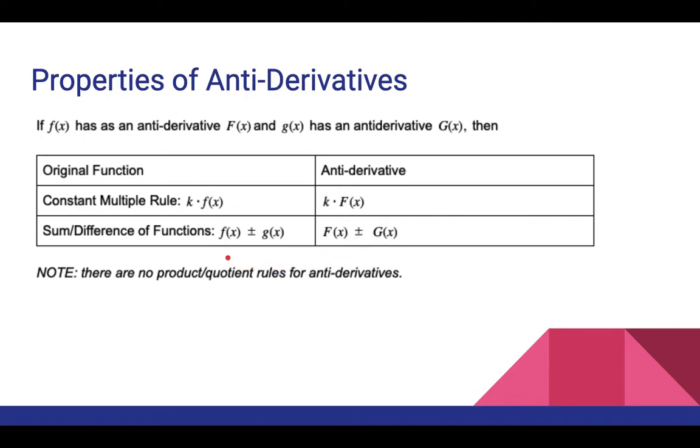And then we have the sum or difference of functions. If we have f of x plus or minus g of x, then the antiderivative is going to be uppercase F plus or minus uppercase G. Please note that there are no product or quotient rules for antiderivatives. Even though we have product and quotient rules for derivatives, there are no such rules for antiderivatives.